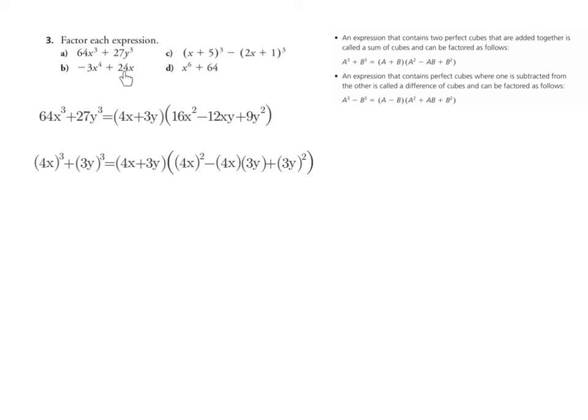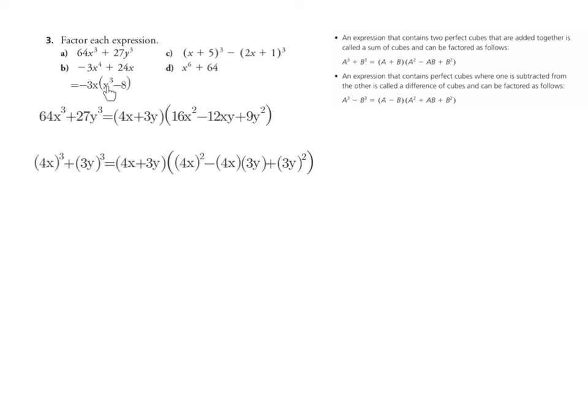Well, obviously we like to take out a common factor first. So let's take out a negative 3x. If you look at any factoring thing that I've given you guys, the first thing you always want to do is take out a common factor. Negative 3x comes out, and oh, would you look at that? X cubed, that's x times x times x. 8 is 2 times 2 times 2. We have ourselves a difference of cubes.